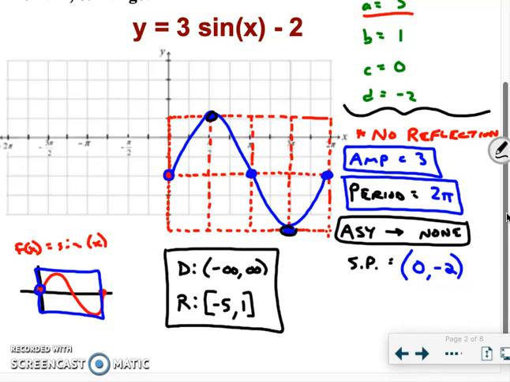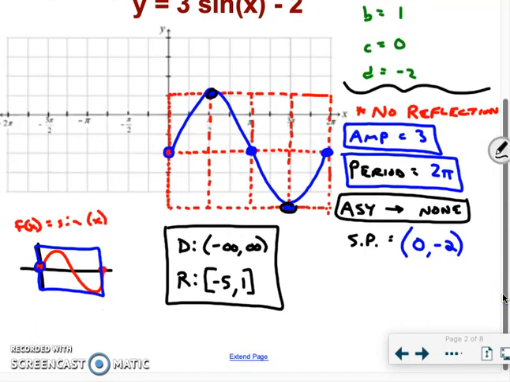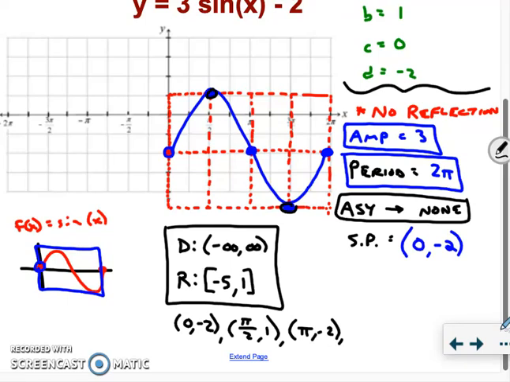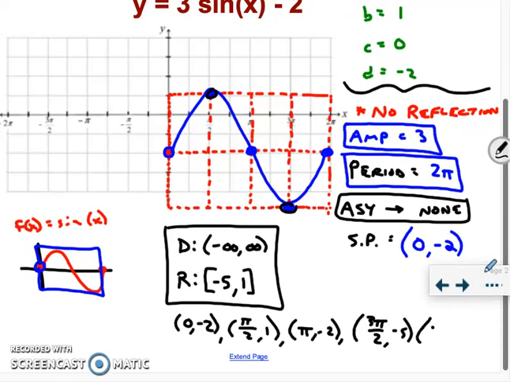The last thing that we might be asked to comment on would be the identification of our key points. So as far as identifying these key points, it looks like our first point is at 0, -2. The next was at pi over 2, comma 1. Next, we're at pi, -2. Next, we appear to be at 3 pi over 2, -5. And then finally, we're at 2 pi, -2. So again, these would be our key points. Again, we might be asked to comment on something of that nature.